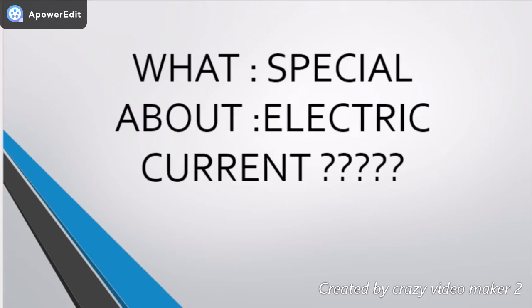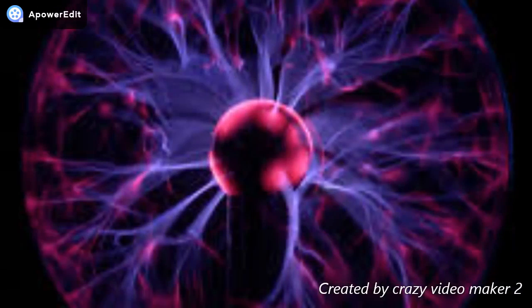Here a basic question arises: what is special about current or flow of charge? Why is it necessary that charge should move? Why is it so essential? To answer this question, we have to take a look. We have already discussed the devices that use electric current. Now focus on what these devices do with electric current, and the answer is very simple.